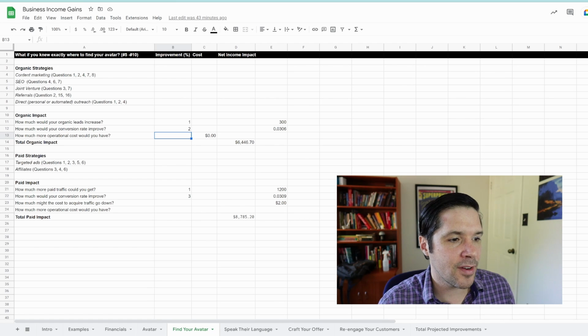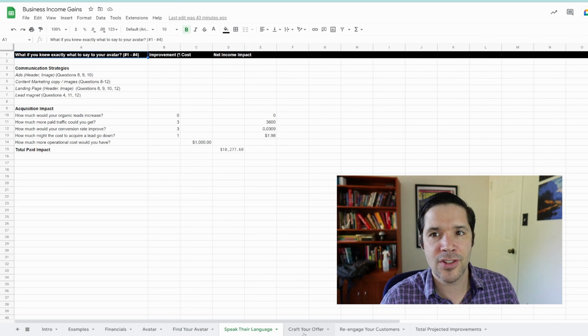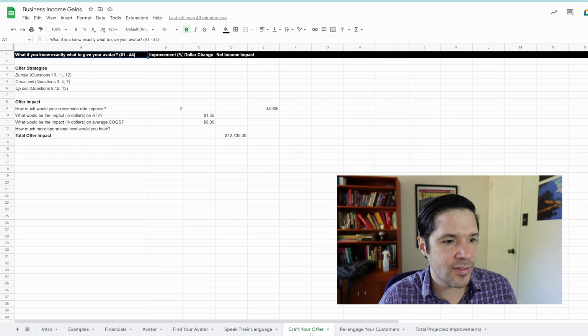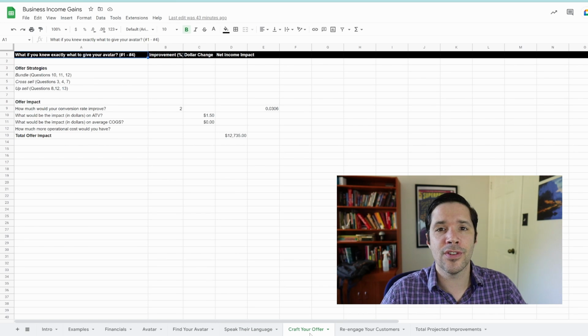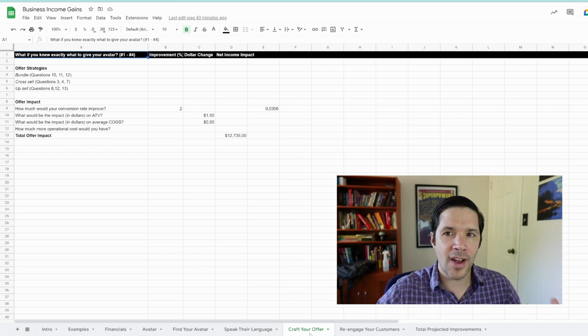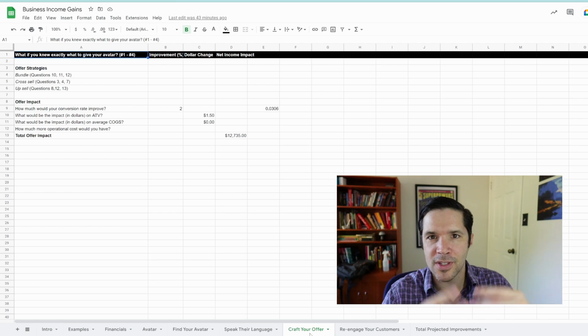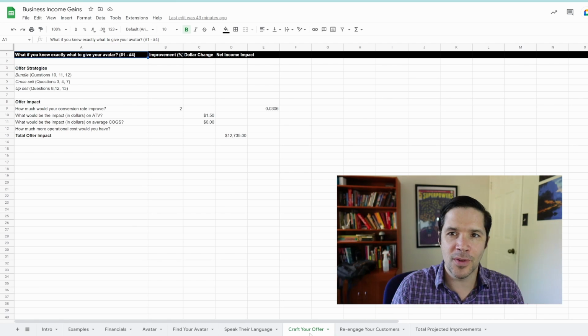There are several strategy tabs. We're going to be focused on Find Your Avatar today, but there's also Speak Their Language, i.e. converting on ads and landing pages by speaking their language, and Crafting Your Offer. This comes third in the user series, right? You find them, they first experience you through language, image, etc., and then you deliver an offer.